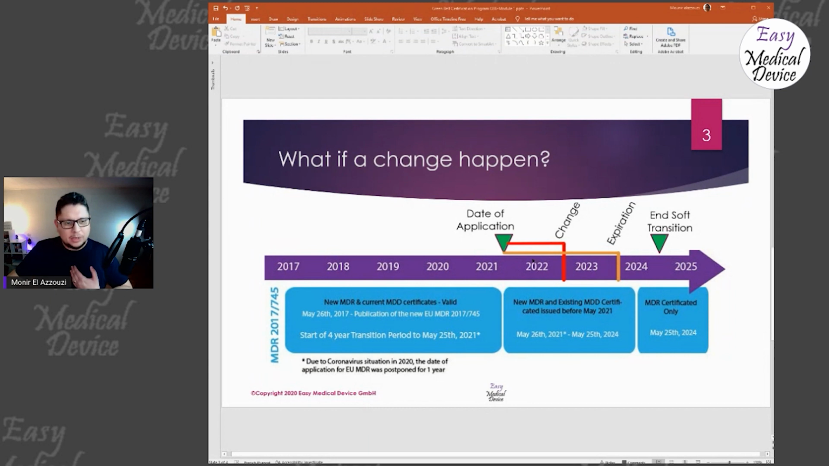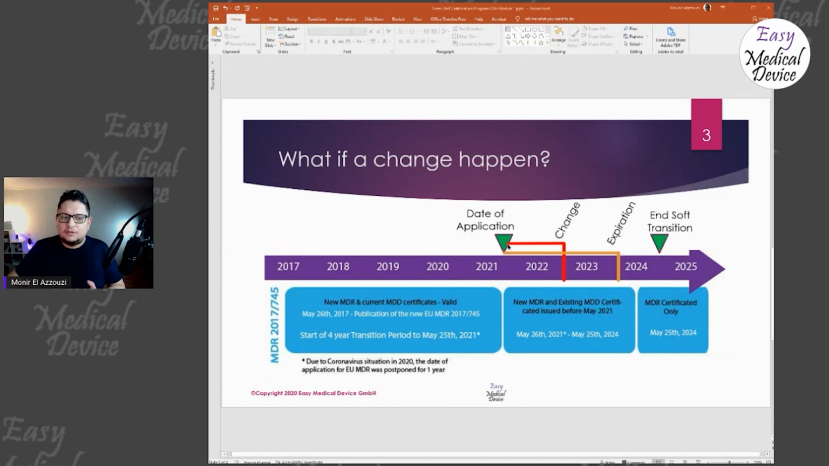So normally, you can continue to sell your products on the market until this date here. But suddenly, you imagine there is a change. And when you review, you say, oh, it's a significant change. Then if you know about this change and you execute it, for example, here in mid-2022, then mid-2022 is your new date to be EU MDR certified. It's not anymore the expiration of your certificate. It is this date here.